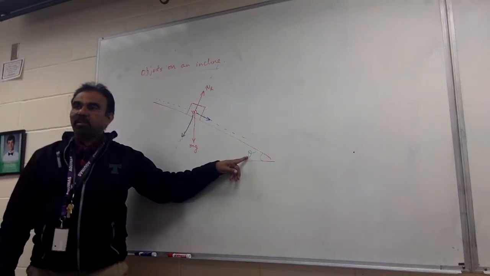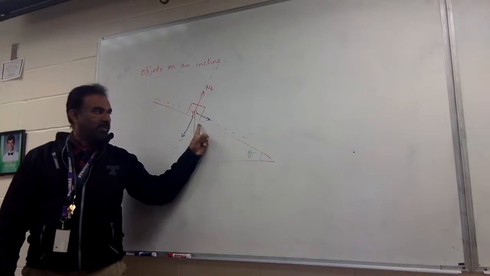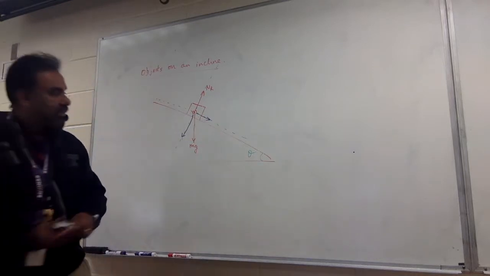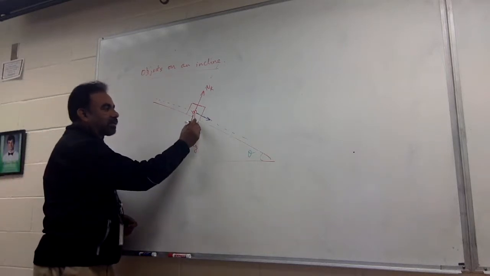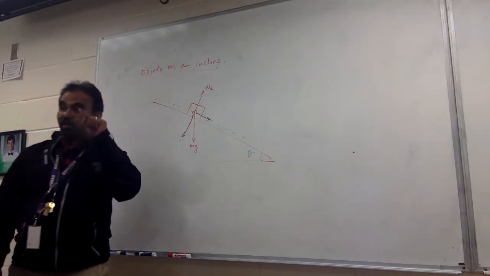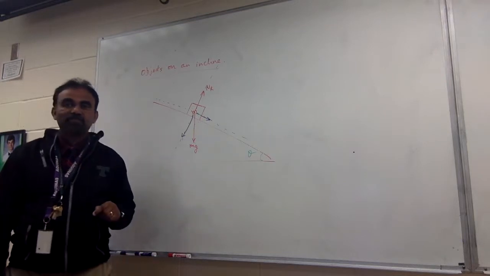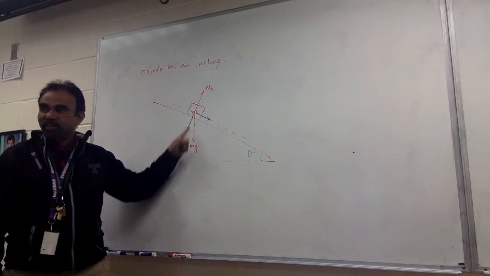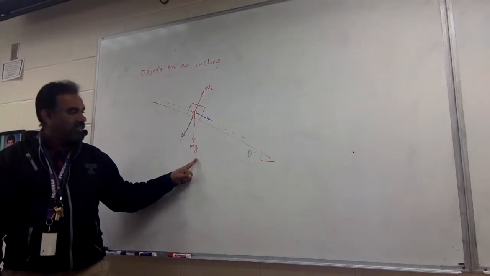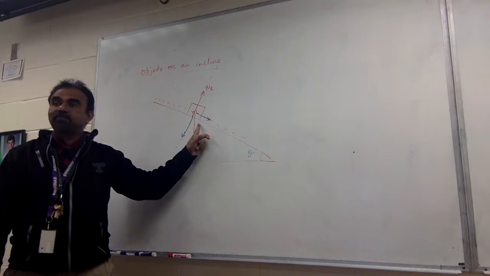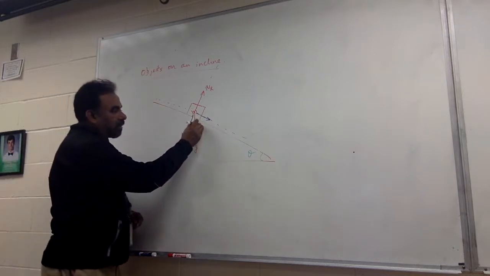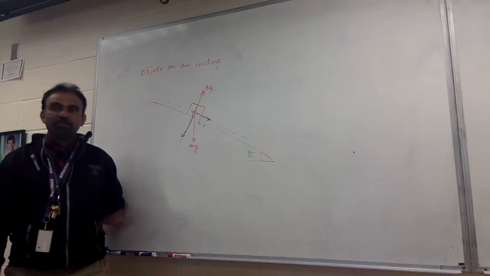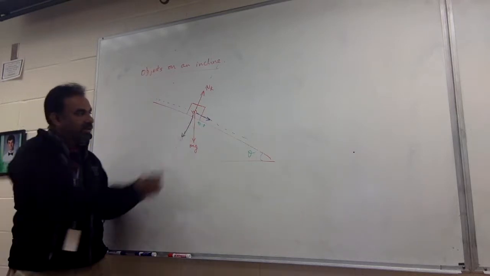So if this angle is theta, what is this angle here? Bring your geometry out. If this angle is theta, what is this angle here? I guess 90 minus theta. How do you get it? Yeah, because if I drop this down, it's a 90 degree here, so it's a right angle triangle. So it's a 90 degree here, and this is theta. So this should be 90 minus theta. Now my second question, if this is 90 minus theta, what is this angle here?